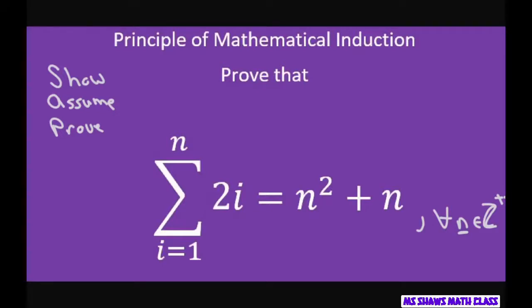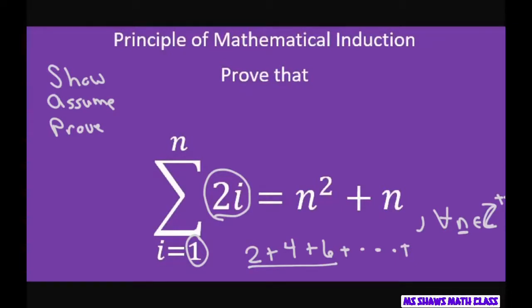Also, for this summation notation, let's just look at what this is. These are positive numbers. So if you start with 1, 2 times 1 is 2, and then 2 times 2 is 4, and then go to 3, you get 6, and you get all the even numbers. And then your last term would be 2n, so this would be 2n equals n squared plus n. So that makes it a little easier to look at that way.